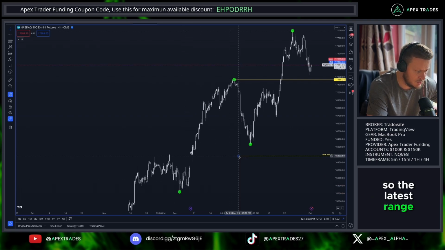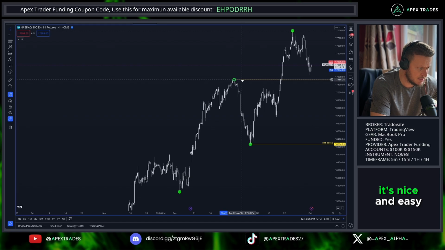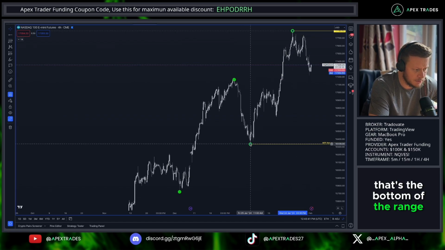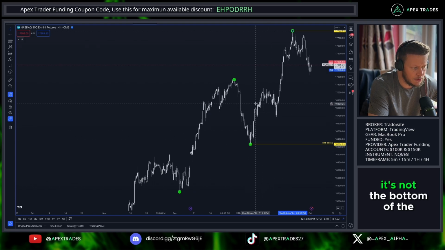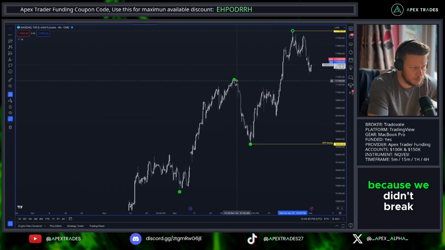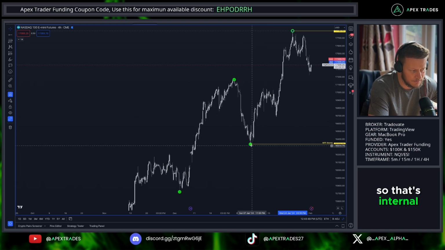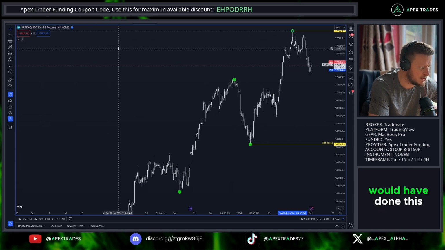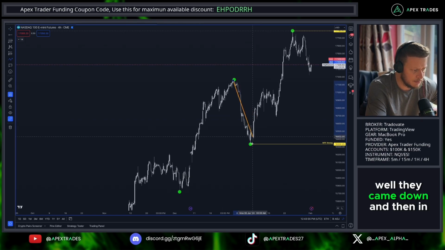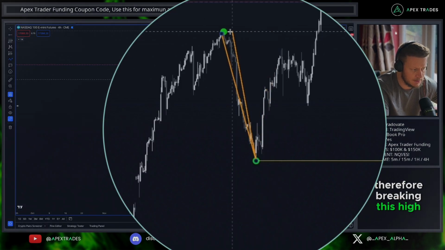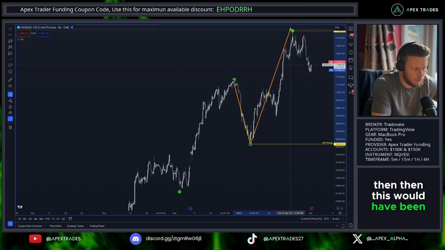So the latest range, as we sit here today, is there, right? It's nice and easy. You can clearly see that's the top of the range, that's the bottom of the range. This pullback here is not the bottom of the range because we didn't break through with this move to the upside. So that's internal. What I mean by that is if price would have done this, would have came down, and then in this move broke through, therefore breaking this high, then this would have been one range up, right?